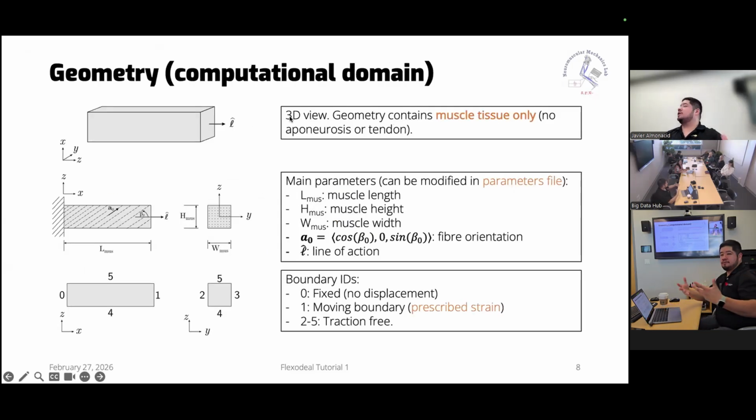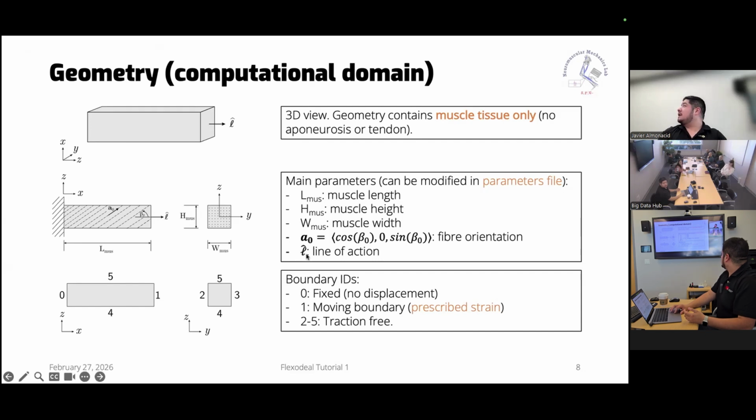So the first one is a geometry or a computational domain, right? So again, Flexodeal Lite by default is just a cuboid. So it's just a muscle block, muscle tissue, no aponeurosis or tendon. And here's a brief description of the geometry. It's going to be given by a muscle length, muscle height, and muscle width, right? So 3D again. The fiber orientation is simply the cosine of the pronation angle and then the sine of the pronation angle. So we're going to have X and Z components. So all my fibers will be oriented on the XZ plane.